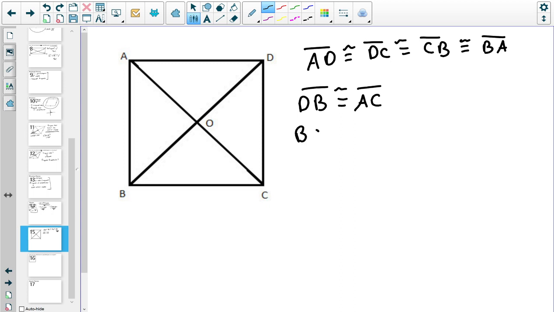So BO is congruent to DO. And because those diagonals bisect each other and the diagonals are congruent, we can also tag onto the same chain of congruency that AO is congruent to CO. So BO is congruent to DO, it's congruent to AO, it's congruent to CO. And that is difficult to say, but knowing all these properties, we can just apply them to one shape.